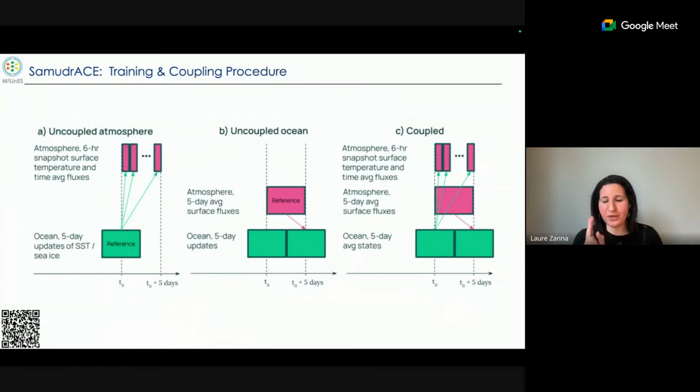One thing I want to mention is that the atmosphere is time-stepped over 6 hours, while the ocean is 5 days. So we also had to make sure that the 5 days that the ocean takes until it connects to the atmosphere is also conservative, and that the atmosphere accumulates the fluxes over the 5 days.